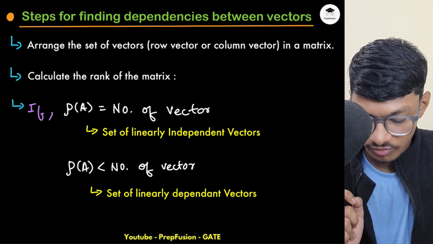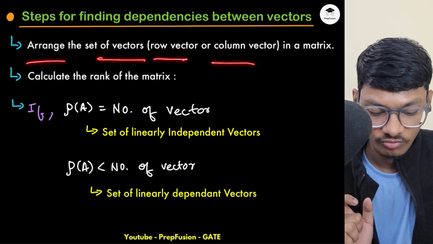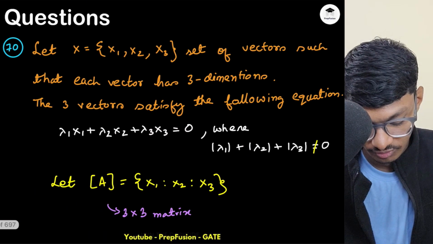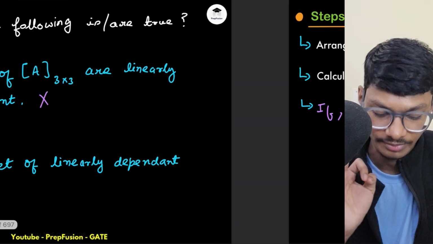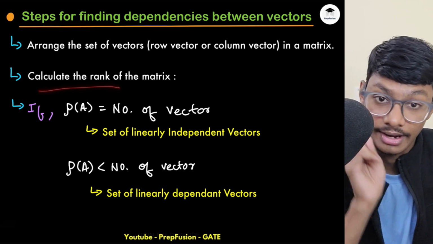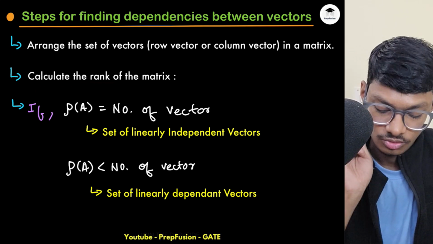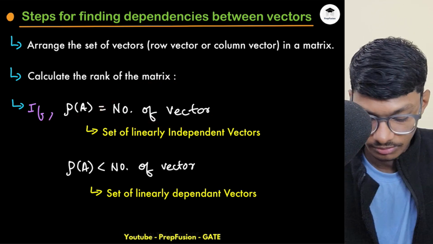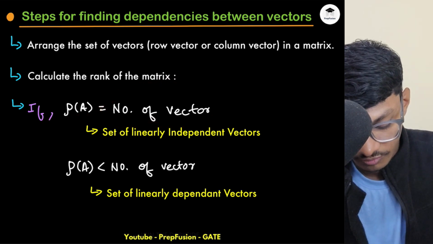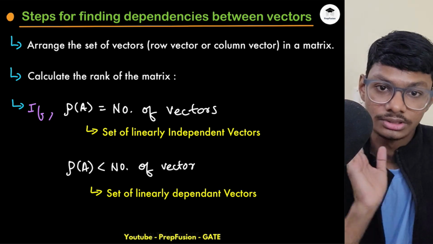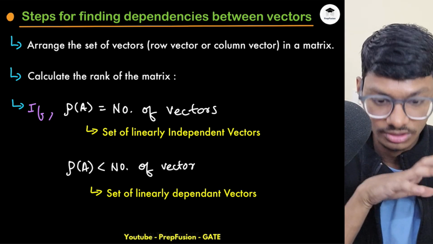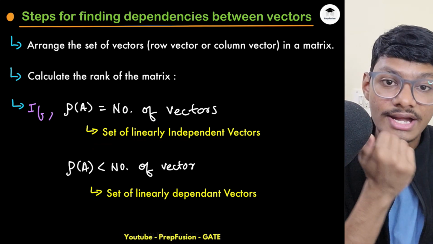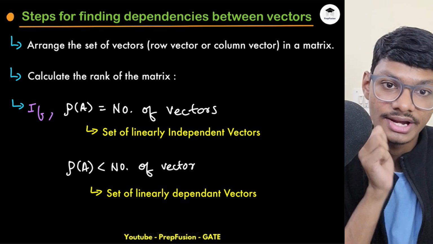First, you have to arrange the set of vectors, row vectors or column vectors, in a matrix, as we already did over here. Then calculate the rank of the matrix. Okay, so if rank of A is equal to the number of vectors, that means obviously there is no dependency between the rows and columns. That means it is a set of linearly independent vectors. All the vectors are linearly independent.